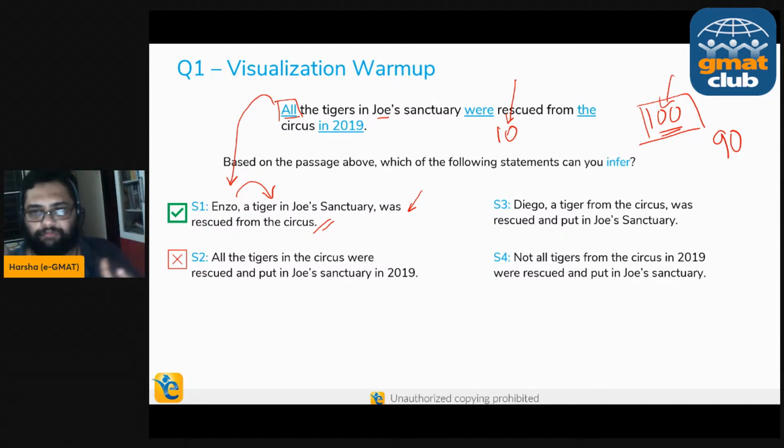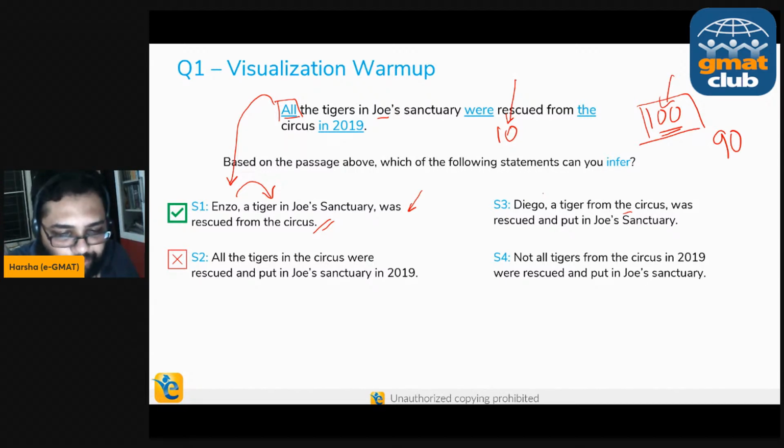So those of you who fell for statement 2 and went wrong in statement 2, just register that. Meanwhile, let's move to statement 3. Diego, a tiger from the circus, was rescued and put in Joe's sanctuary. I was happy to see that most of you did not fall for this.